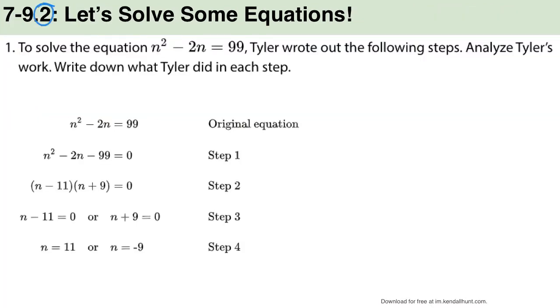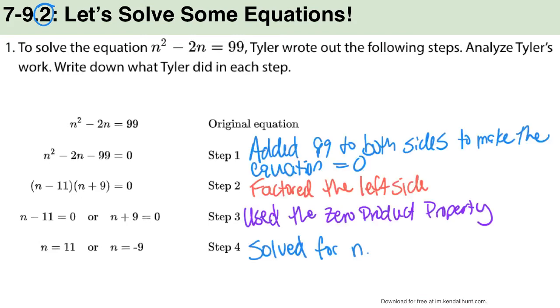We are skipping ahead to activity 2 here. Let's solve some equations. You'll see what Tyler did in these steps. Look through Tyler's steps and write down what he did in each step, and then we'll talk about it. Okay, looking at what Tyler did in each step.